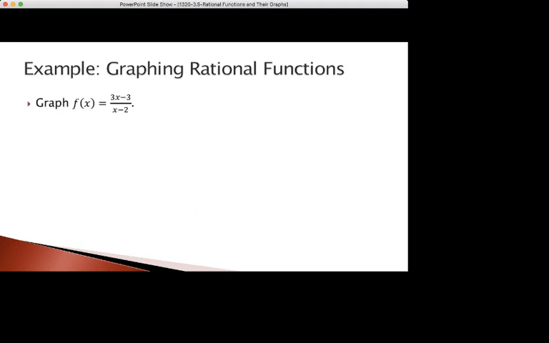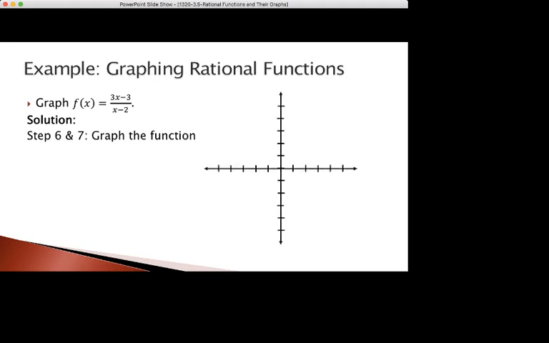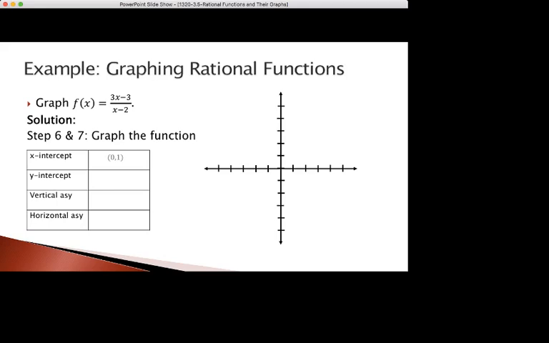Now, we're going to move on to graphing this thing. We're going to combine 6 and 7 here into one motion, and bring together all the information we've got from the previous steps. So we have our x-intercept at the point (1, 0), our y-intercept at (0, 3/2), vertical asymptote at x equal to 2, horizontal asymptote at y is equal to 3, and now let's plot everything.